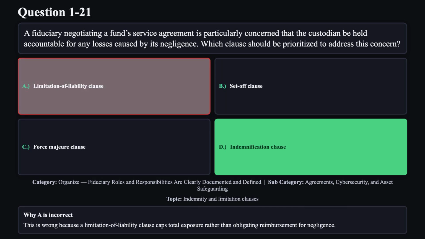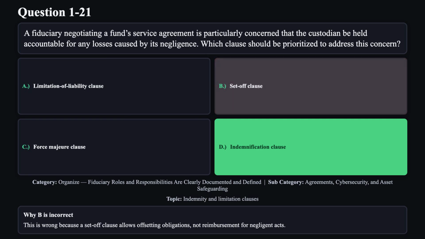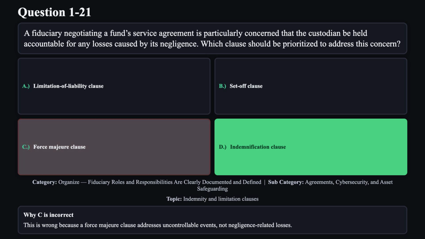Reason A is not correct. This is wrong because a limitation of liability clause caps total exposure rather than obligating reimbursement for negligence. Reason B is not correct. This is wrong because a set-off clause allows offsetting obligations, not reimbursement for negligent acts. Reason C is not correct. This is wrong because a force majeure clause addresses uncontrollable events, not negligence-related losses.